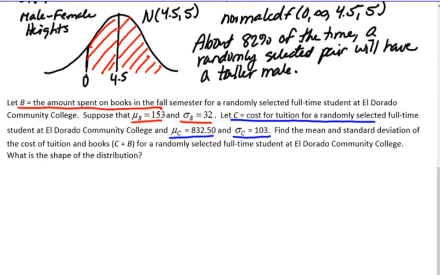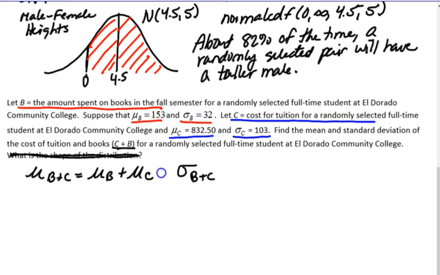Find the mean and standard deviation of the cost of tuition and books. So we're adding the two together for a randomly selected full-time student. This question about shape really doesn't apply here, but say if they were normally distributed, which they're not really in this case, we would have a normal distribution. However, we're not going to be able to do this problem anyway because we have an issue. We could say that mu of B plus C is mu of B plus mu of C. However, when we go sigma of B plus C, we can only add variances.